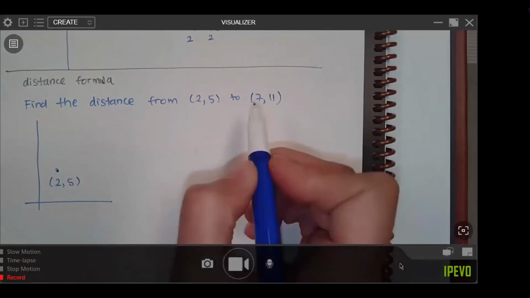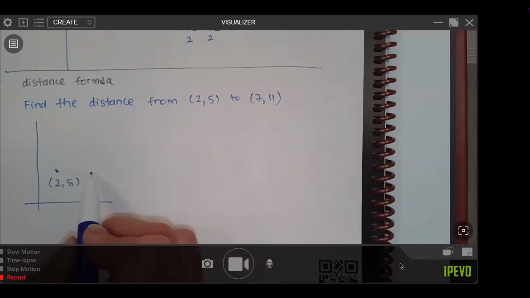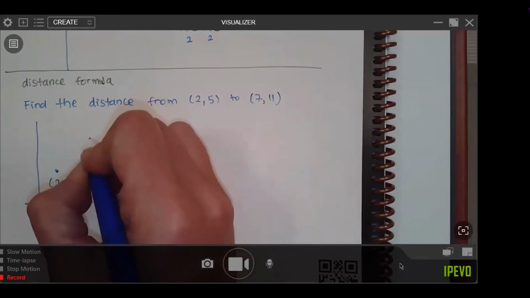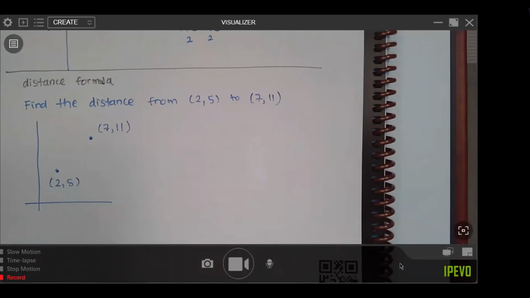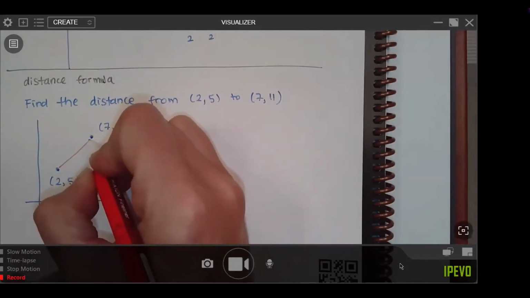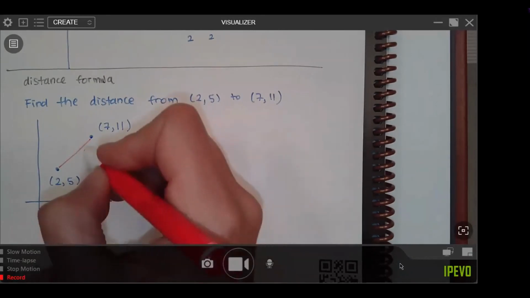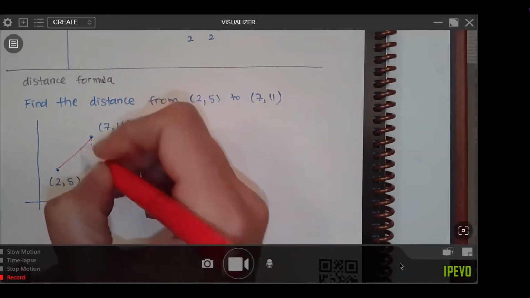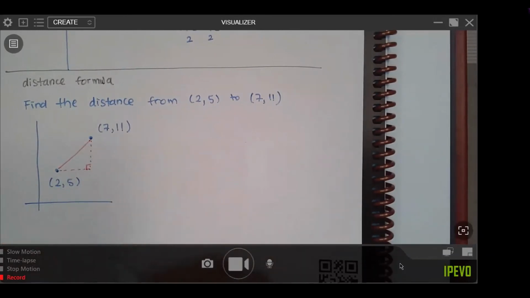Five, and I've got the point 7, 11. Well, 7 should be further to the right than 2, and 11 should be further up than 5. So here's my other point, 7, 11. And my point about the hypotenuse and then the legs of the right triangle, if I connect these in here, that's really the distance that we're looking for. And one option is to imagine for ourselves a right triangle where the distance we're looking for is the hypotenuse.